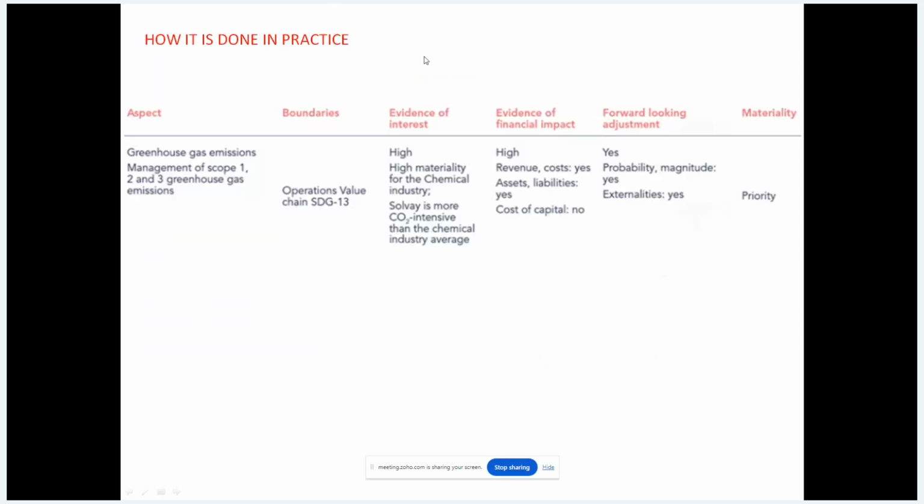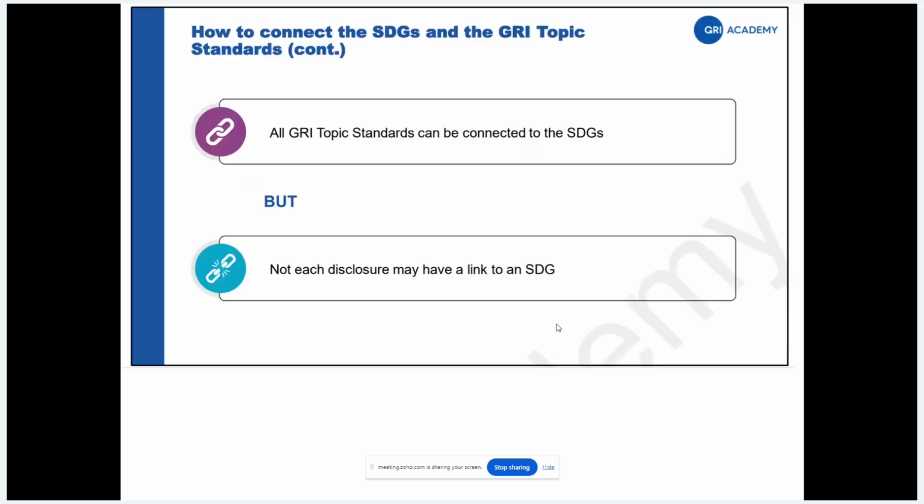So how it is done in practice: there is the aspect, there are the boundaries of the particular operational value chain, SDG. Then what is the evidence of interest? Like greenhouse gas emission, it is high. Evidence of financial impact is also high. Forward looking, yes, for the future. So management of scope 1, 2, and 3 greenhouse gases is of high materiality for the chemical industries. So depending upon the type of your sector, that effect will vary.